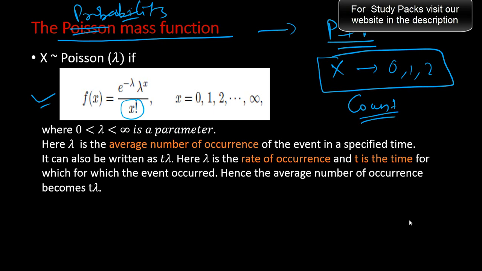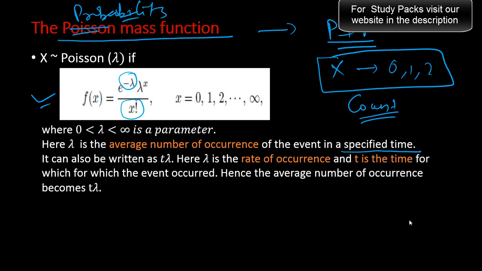Okay, so the parameter here, and we are interested in the lambda. And what is lambda? Well, lambda is the average number of occurrence of an event. And the event here, we have taken it as a death. It could be any other event as well. So lambda is the average number of occurrence of an event in a specified time. So this is the parameter.